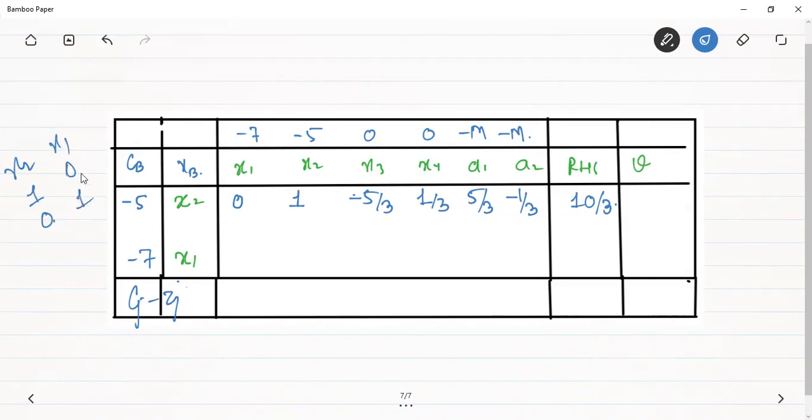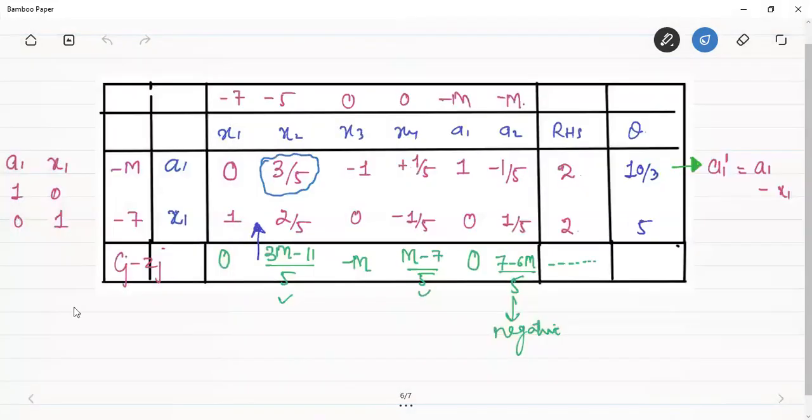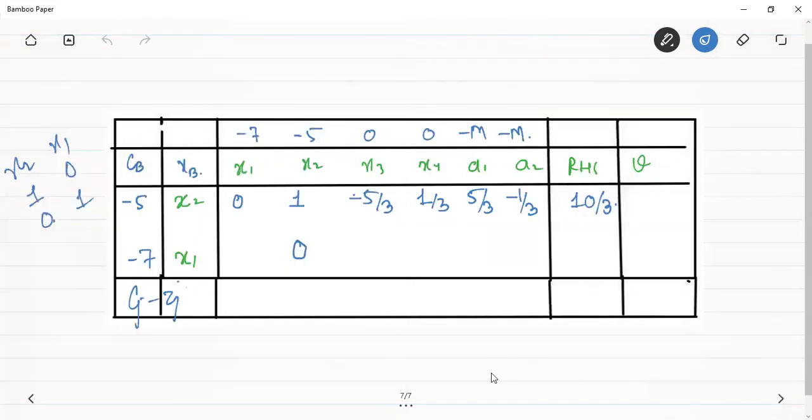Okay, so already you can see that under x2 we have got 1. Now below the x2, what should we get? We should get a 0 here. So we have to perform the operation between the new row which we have formed and the previous x1. Okay, so how will we get it? Anyone among you can tell me what is the operation that needs to be performed?